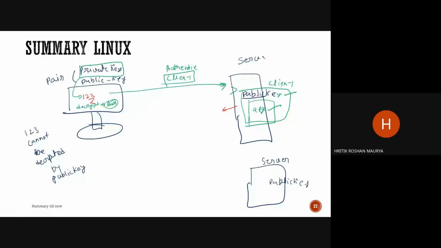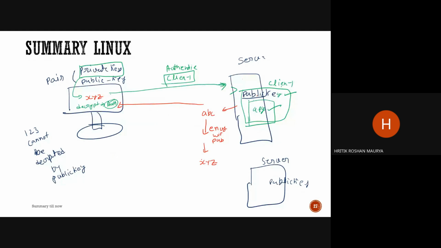The client says, hey, I am client 1. Server says, okay, you are client 1. It generates some random number ABC. Then it encrypts it with the public key, and it generates, suppose, XYZ. It says, okay, you can decrypt it. Let's take this XYZ and decrypt it.